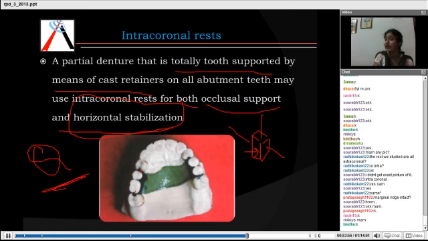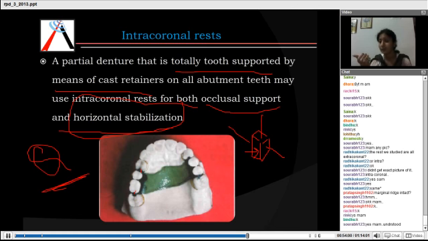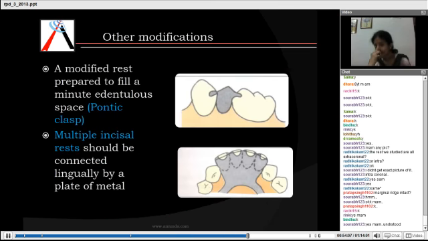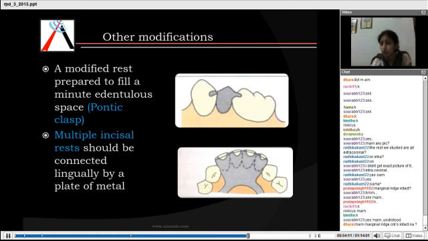See, there are again disadvantages of it. You may perforate the pulp. Okay? Yeah, there are disadvantages, but it's just a modification. Next modification is when there is a space between two teeth.